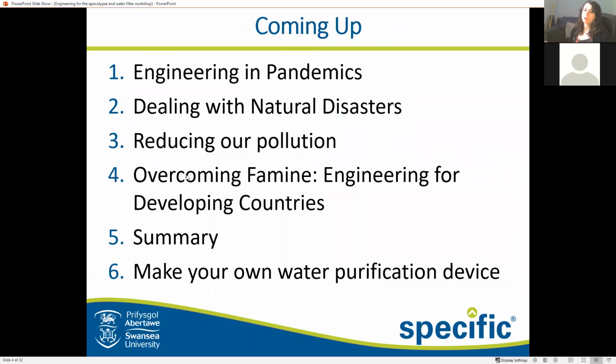So what we have coming up today is having a little look at different engineering solutions for a few different scenarios. We'll start with the one that we're all too familiar with right now, which is engineering in pandemics. Then we'll have a look at some engineering solutions for natural disasters, such as tsunamis and earthquakes.